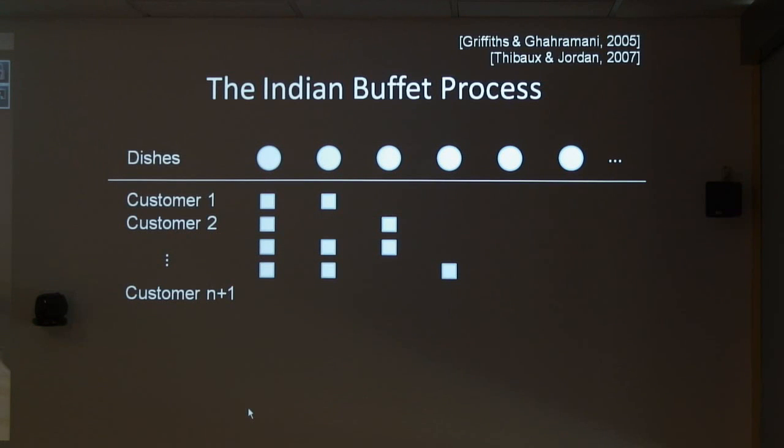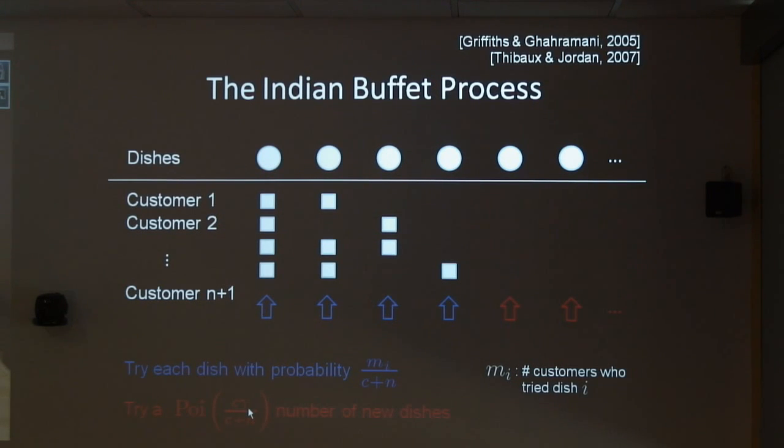So the rule is that customer n+1 tries each particular dish with probability proportional to the number of people who have tried it before, so the rich get richer. And also will try a Poisson distributed number of new dishes that no one has seen before. And why a Poisson number? That's related to the fact that the Levy process is constructed from a Poisson process.